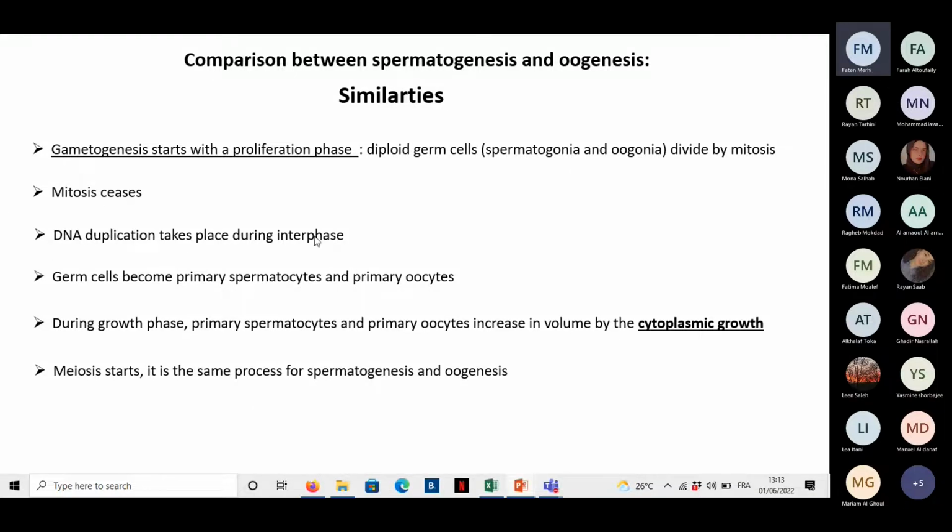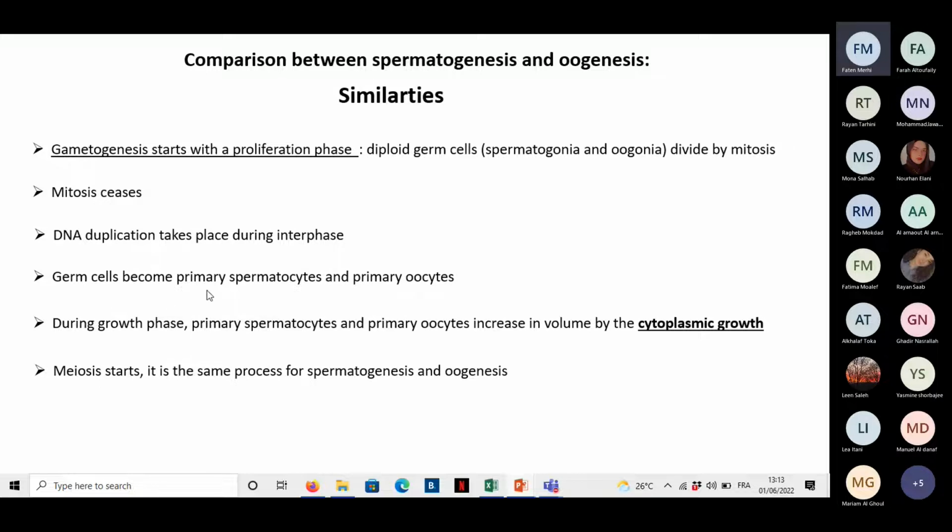And since we have meiosis in both spermatogenesis and oogenesis, as we said during the last session, always before the start of the meiosis, we have a DNA duplication that takes place during the interphase before the beginning of the meiosis. And of course, we mean meiosis 1. Okay, so we have a DNA duplication during the interphase before the start of the meiosis, and this is common for both of them.